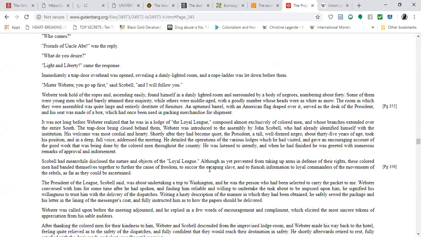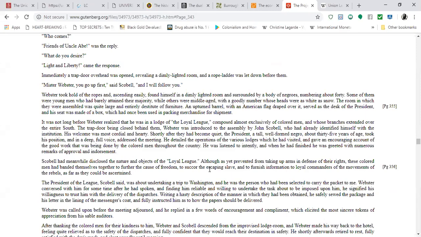His welcome was cordial and hearty. Shortly after they became quiet, the president, a tall, well-informed Negro about 35 years of age, took his position and in a deep, full voice addressed the meeting. He detailed the operation of the various lodges which he had visited and gave an encouraging account of the good work being done by the colored men throughout the country. He was listened to intently, and when he had finished, he was greeted with numerous applause, remarks of approval, and endorsement.